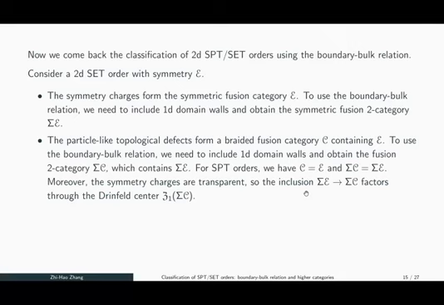And still we try to use a boundary bulk relation, so we need to include 1D domain walls. And now we have a fusion 2 category sigma C. And also sigma C must contain sigma E. And for SPT orders, C is equal to E, and sigma C is equal to sigma E. And as in the 1D case, the symmetry charges are transparent, so the inclusion just factors through the Drinfeld center of sigma C. And mathematically, E is contained in the Müger center of C. So after you do the condensation completion, it factors through the Drinfeld center.